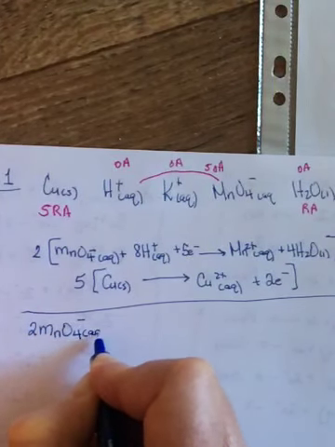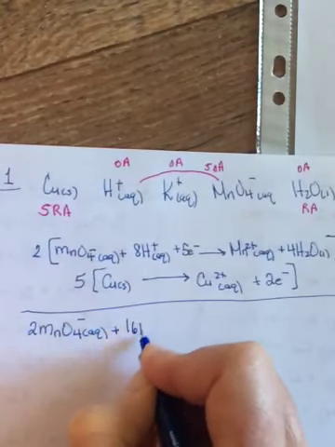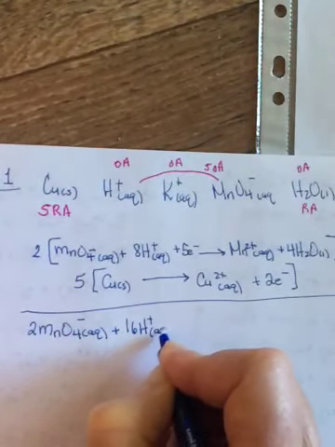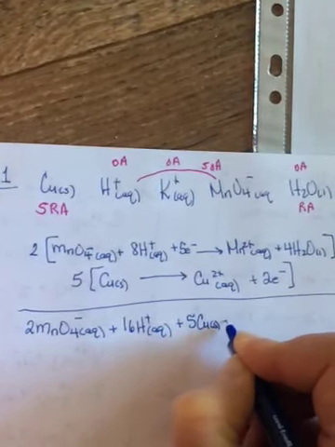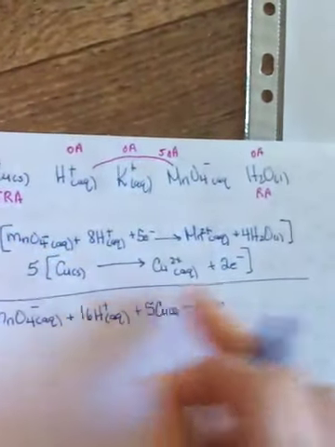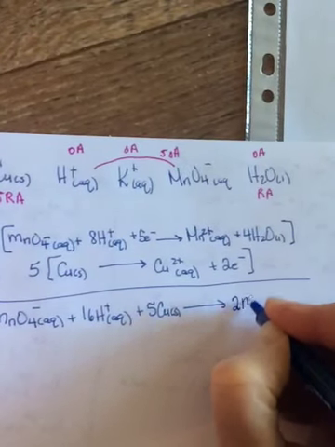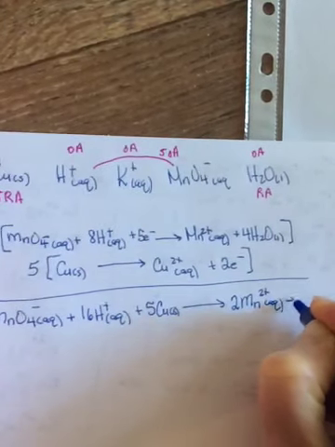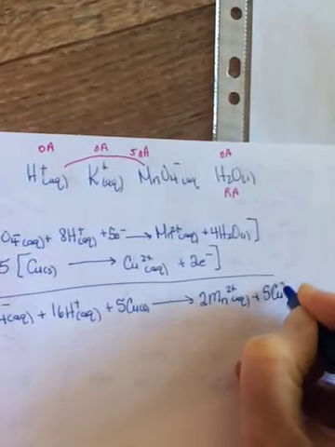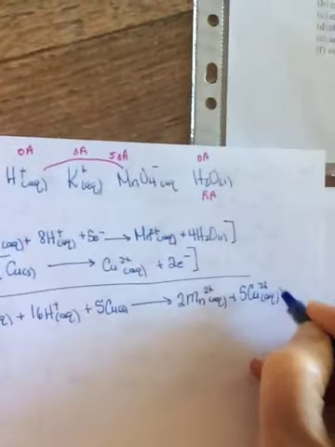2MnO4 negative aqueous plus 16H positive aqueous plus 5 Cu solids going to, and my 10 electrons are going to cancel, so I'm not going to write them in, going to 2Mn2 positive aqueous plus 5 Cu2 positive aqueous plus 8 water.